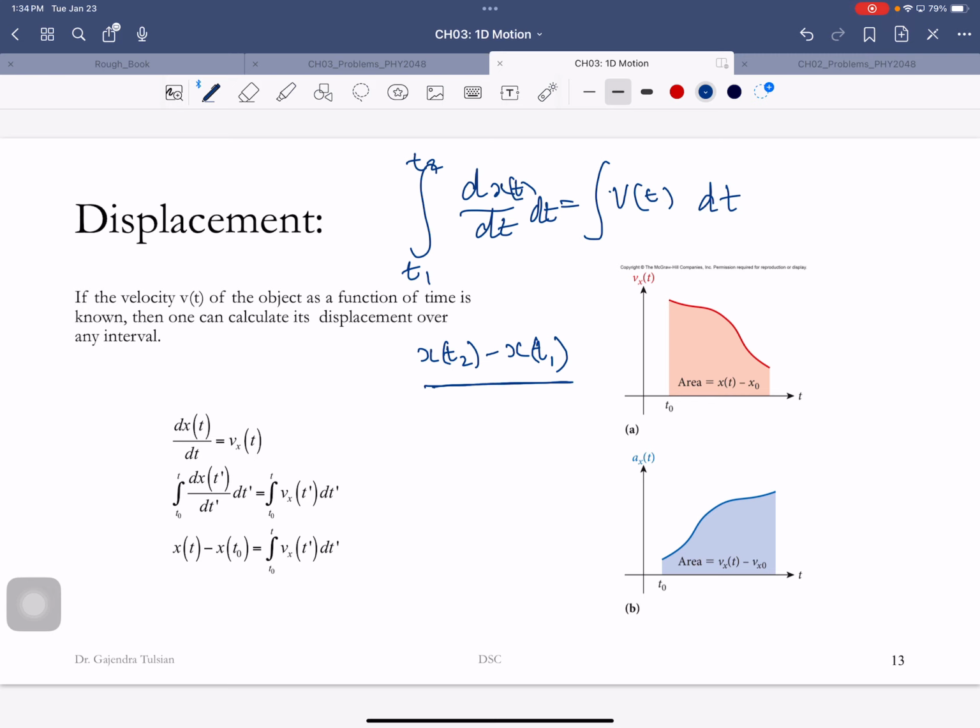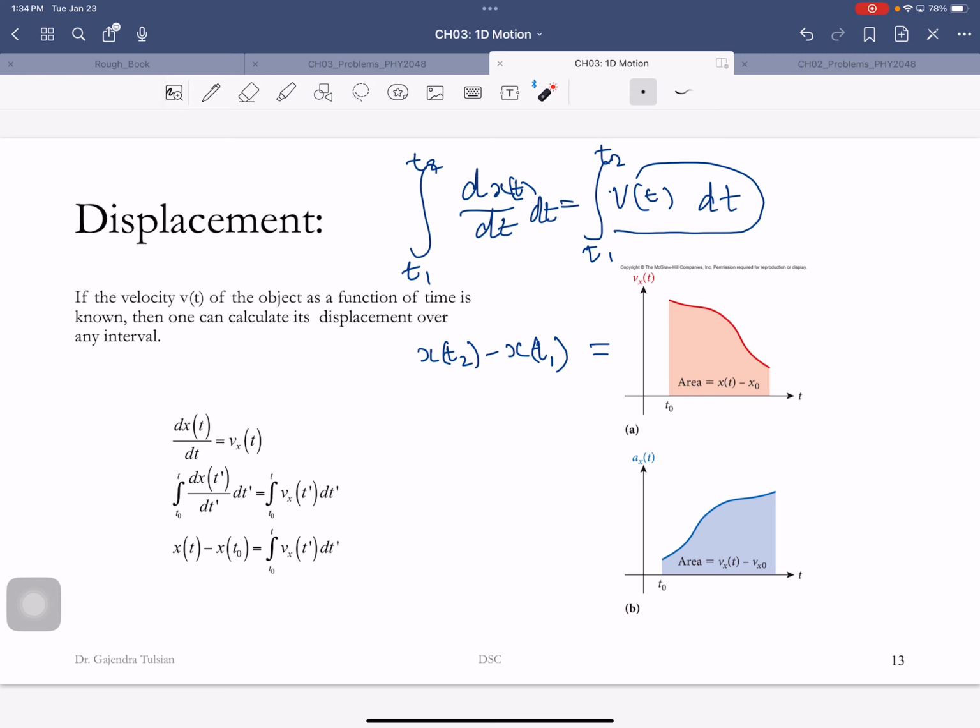Is it the area? That's the displacement. So the displacement is your position at the final time minus position at the initial time. That's the displacement vector. And that is equal to, and what is this guy? That's the area under that curve. So if you plot velocity versus time, the area under that curve is the displacement vector. That's the meaning.